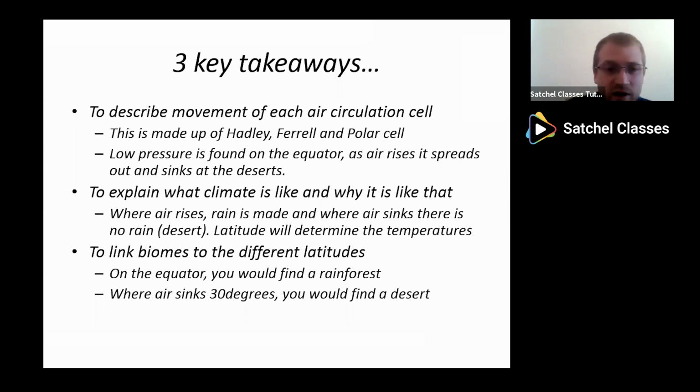So to explain what climate is like and why it's like that, well, where air rises, we're going to find rain. Where air sinks, there's not going to be any rain. Okay, and latitude will determine the temperatures. So that's why further away from the equator, you'll find the polar environments instead of the hot desert environment. And then we've linked to some biomes that are found at different latitudes. So on the equator, you would find the rainforest. Where air is sinking, so the high pressure environment, you would find a desert, either a hot or cold desert, but a desert where it's going to be void of plants or life. Not much can survive there.